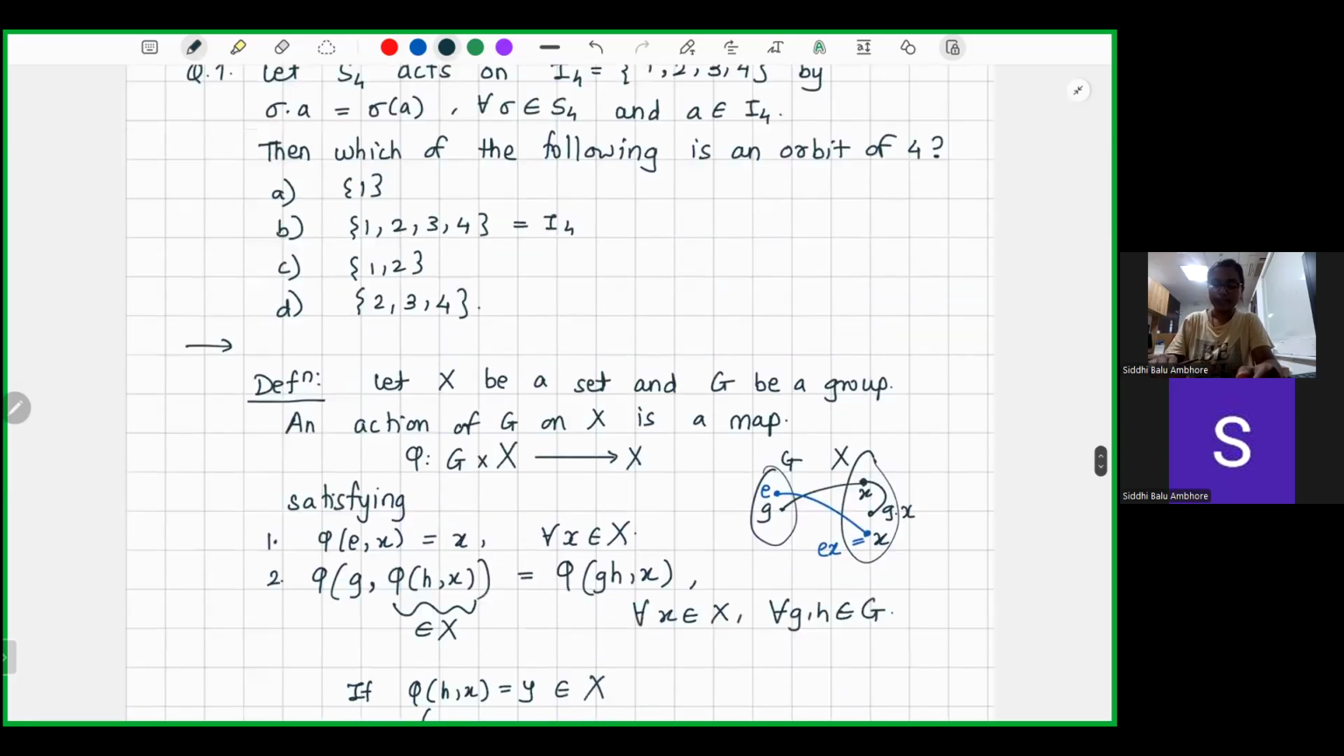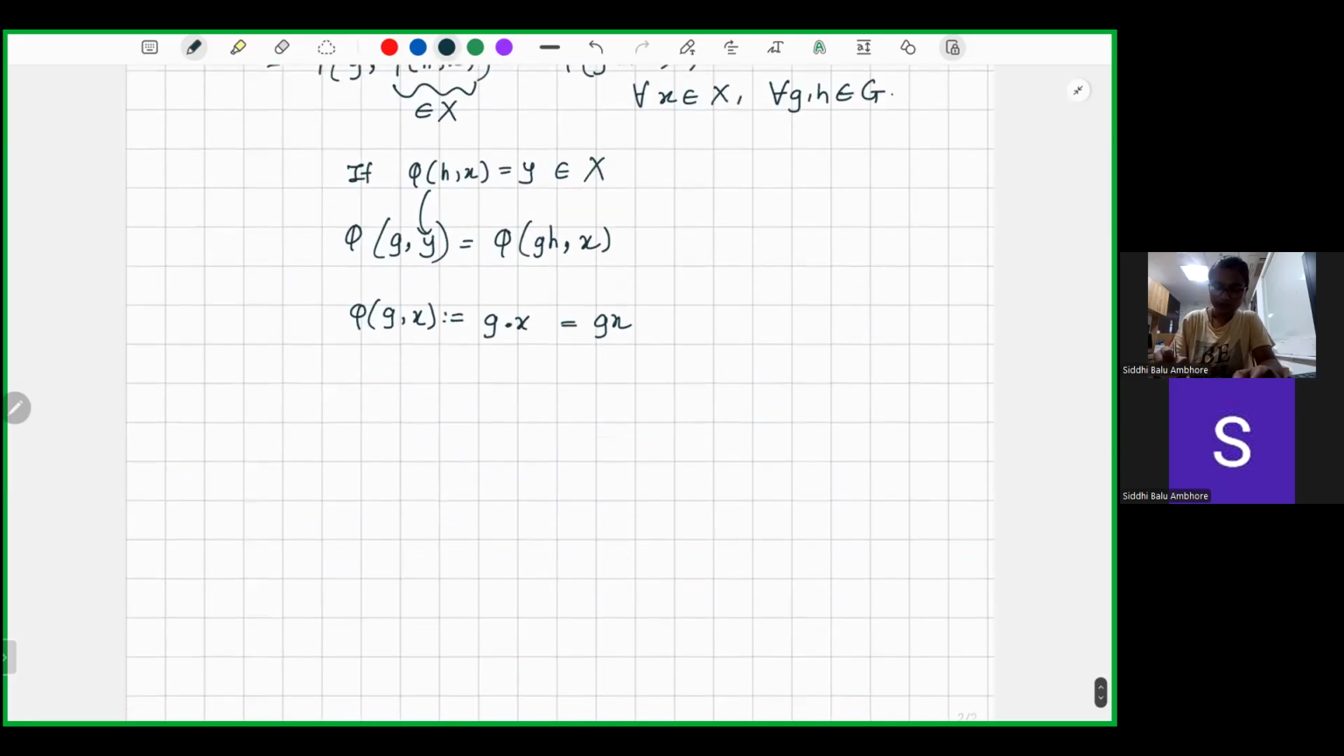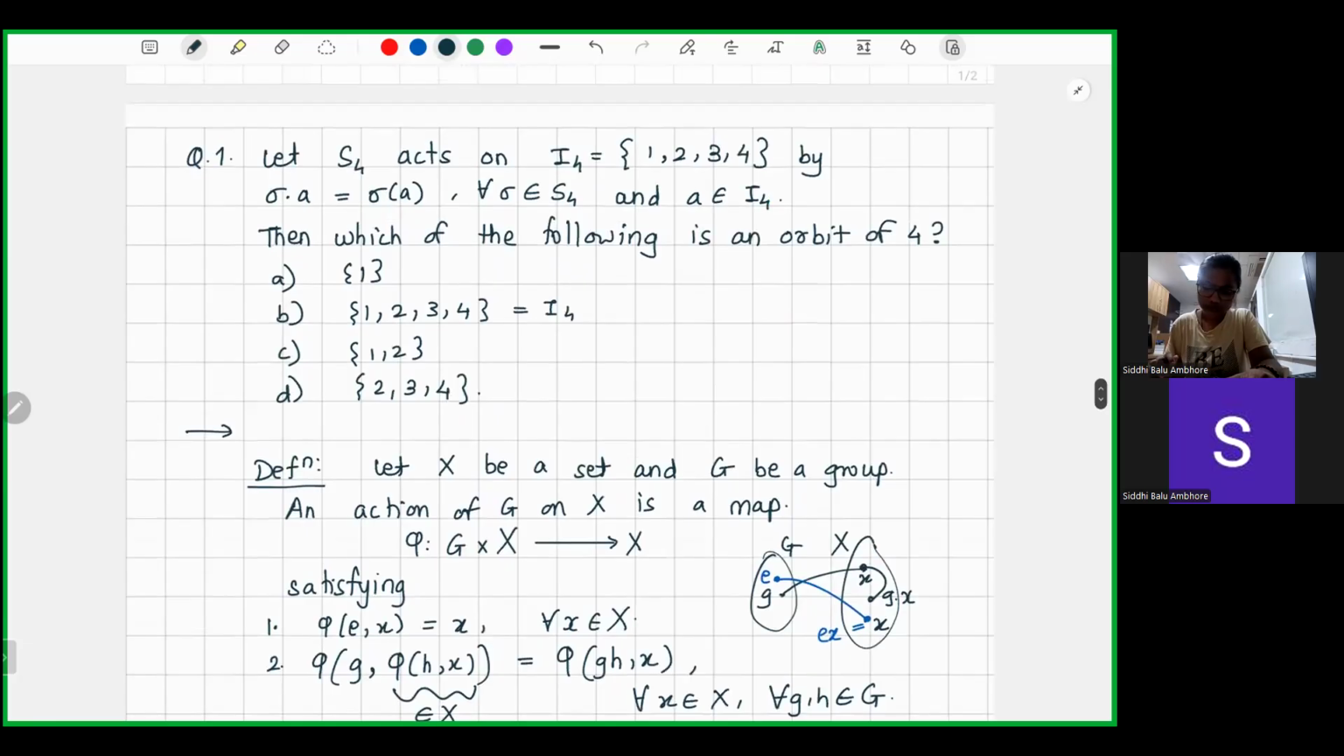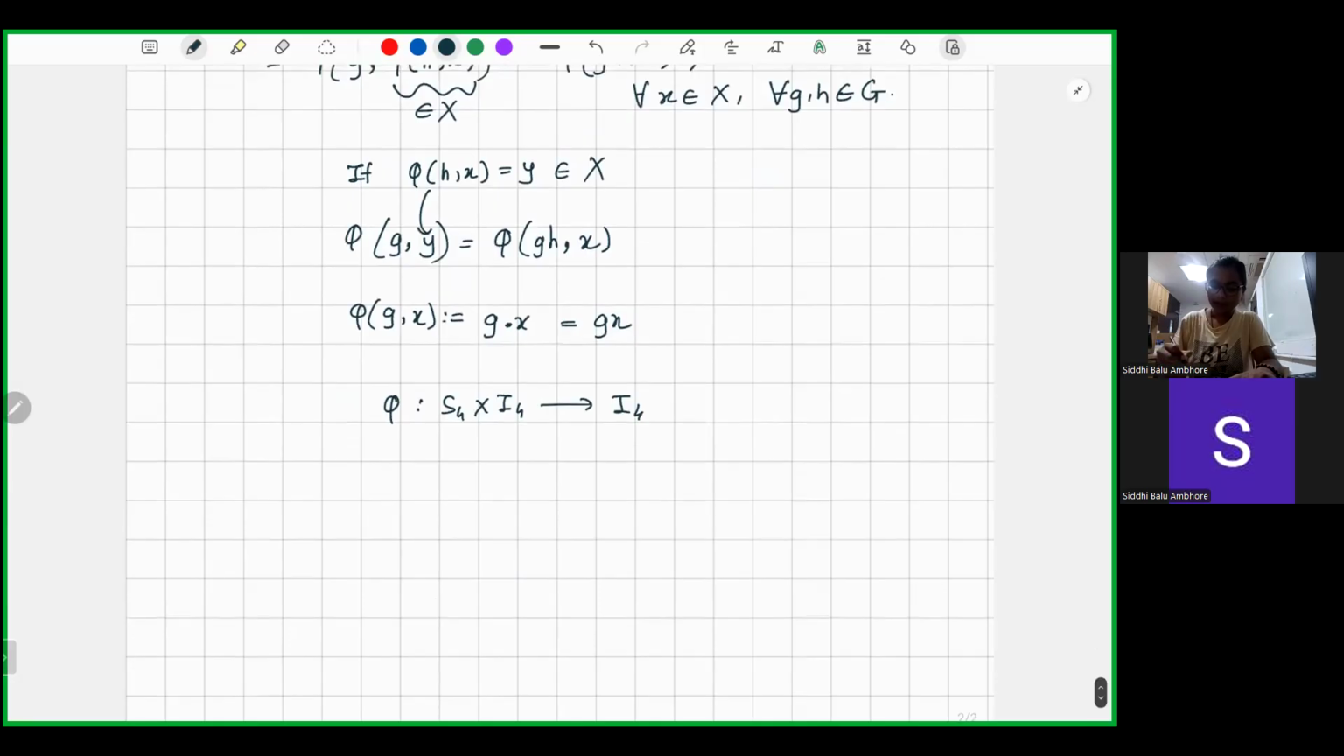So S4 is acting on I4. Here my phi is from S4 × I4 to I4, and any element of G is acting on elements of X. Okay, so what it does is, we take an element, suppose it's like (sigma, A), and it is going to sigma of A.